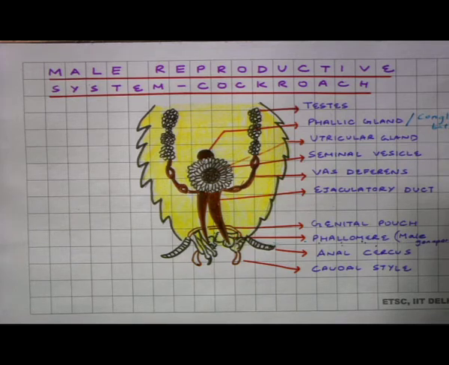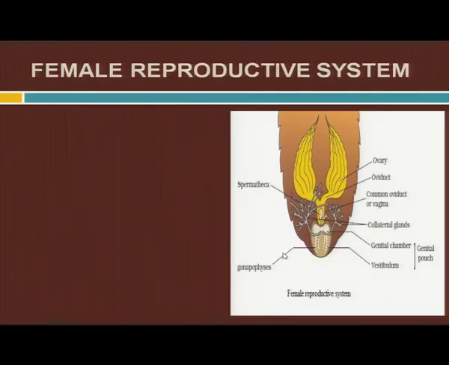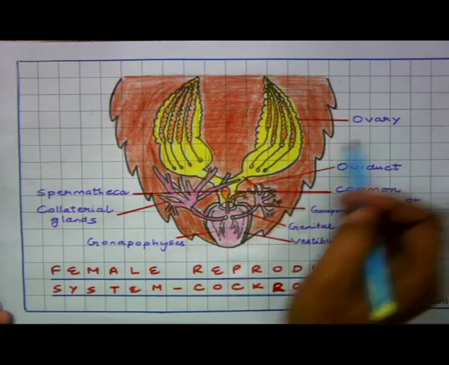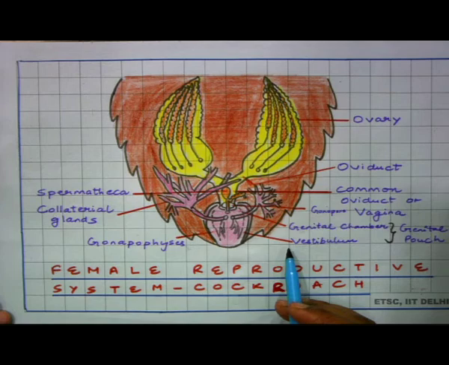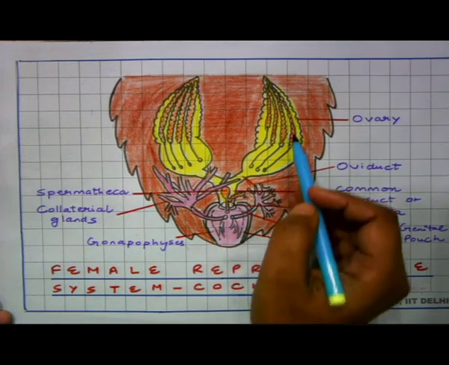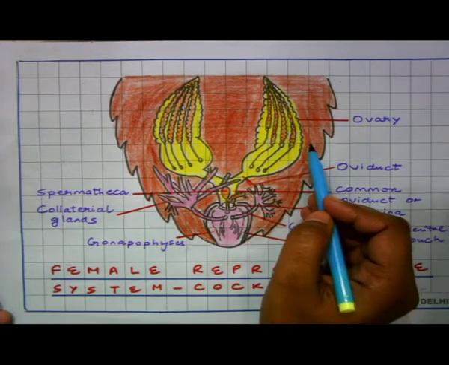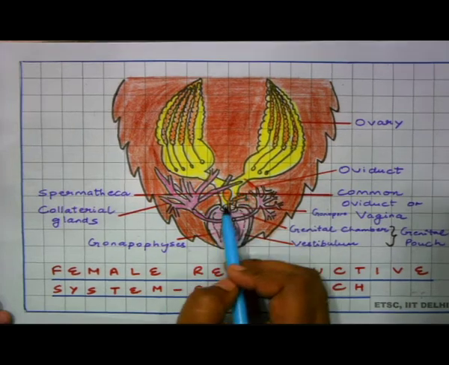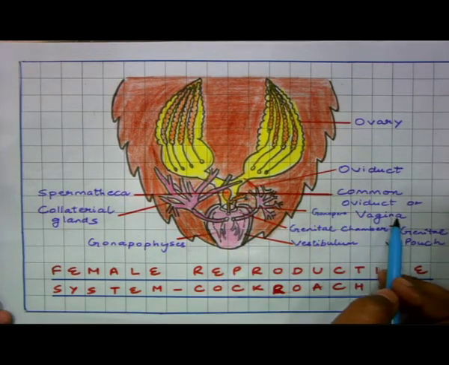Next, moving on to the female reproductive system. Here you can see the picture of the female reproductive system. Again, the female reproductive system is also very easy to remember. You can trace what all organs are present in it. By looking at the diagram, you can see a pair of ovaries, a pair of oviducts and then a common duct which is known as vagina.